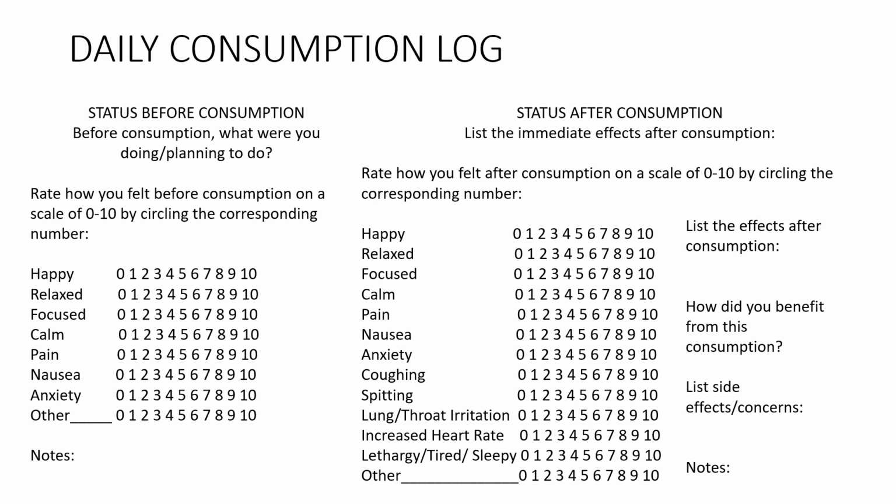And then you would list the effects after consumption, some more details about how you feel. And you would decide, how did you benefit from this consumption? What did you get? Did you get to relieve some pain? Did you reduce some stress? Did you induce some focus so that you can accomplish a creative task, or pay attention to something, and so forth? Whatever benefit you think you may have got from this consumption. You list the side effects and concerns, and there are also spaces on the status before consumption and status after consumption for notes.